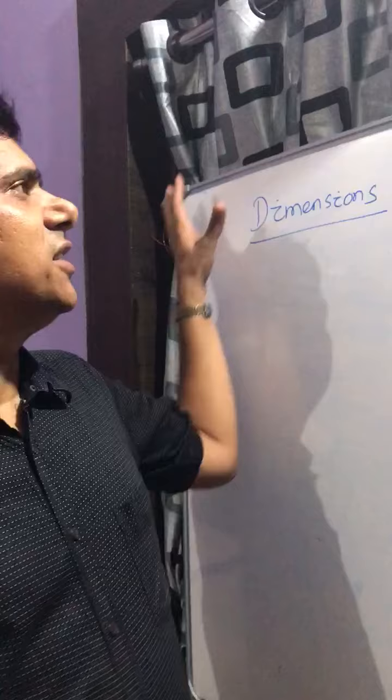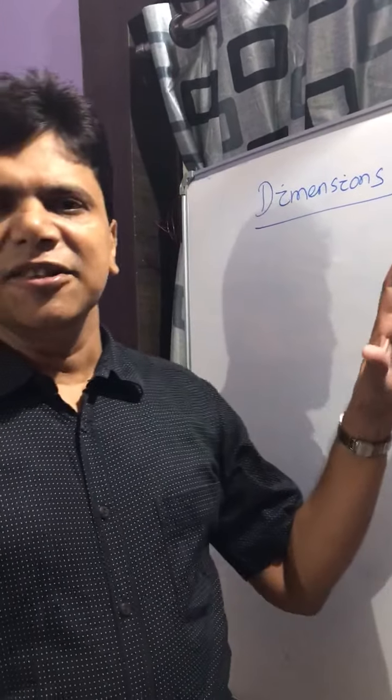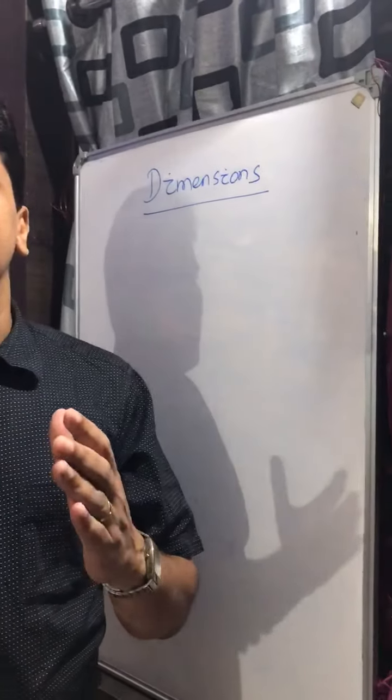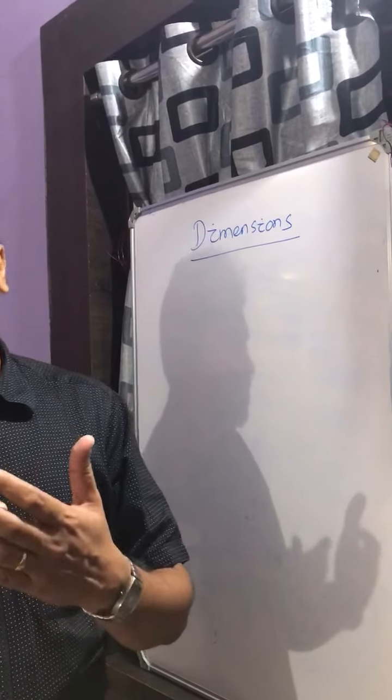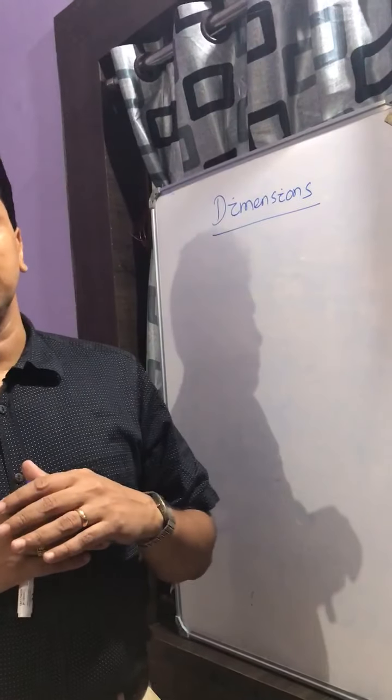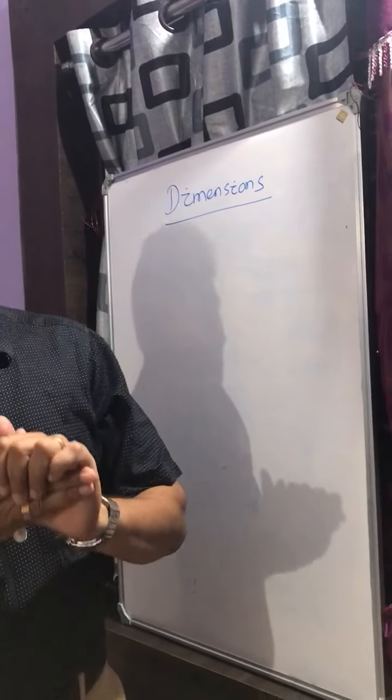So this board is two-dimensional. So the dimension term is actually a common term in our day-to-day life. Now let us see how it is used in physics. When we say two-dimensional, we mean two fundamental physical quantities. When we say three-dimensional, we mean there are three physical quantities in that physical quantity.